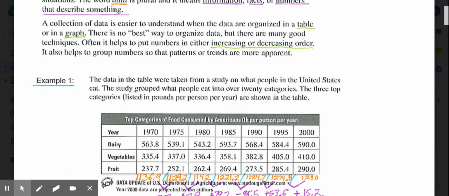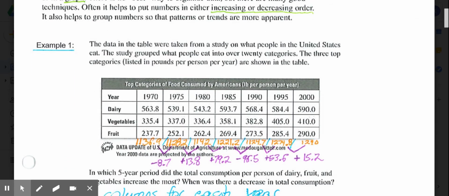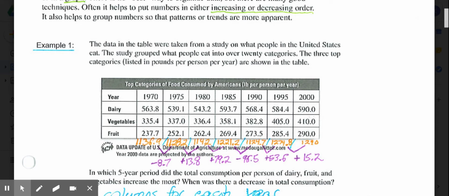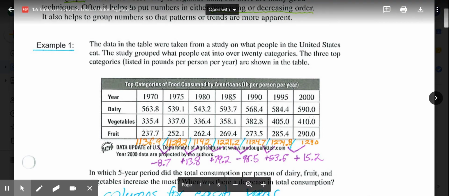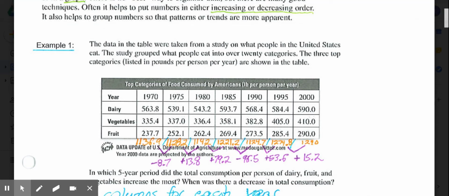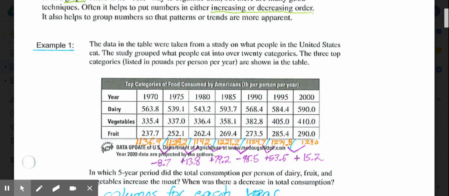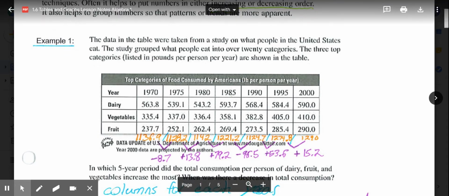So in example 1, they tell us the data in the table was taken from a study of what people in the United States eat. The study grouped what people eat into over 20 categories. This is just looking at the top 3 categories, listed in pounds per person, as shown in the table. So we have our years going across the top, then our 3 categories of dairy, vegetables, and fruit, and our different data for each set of years.